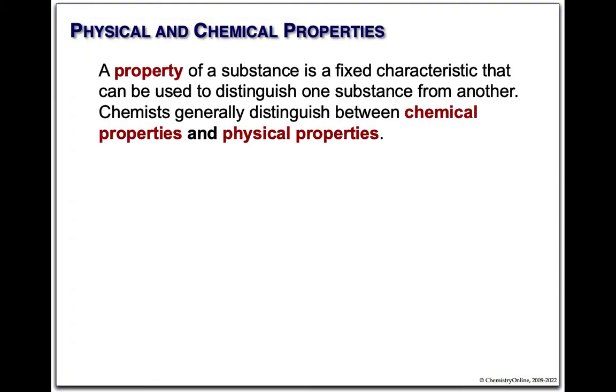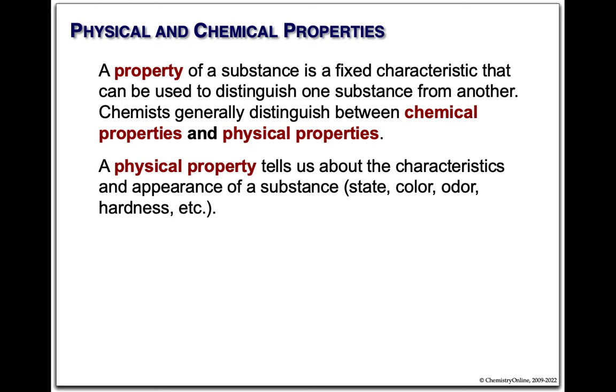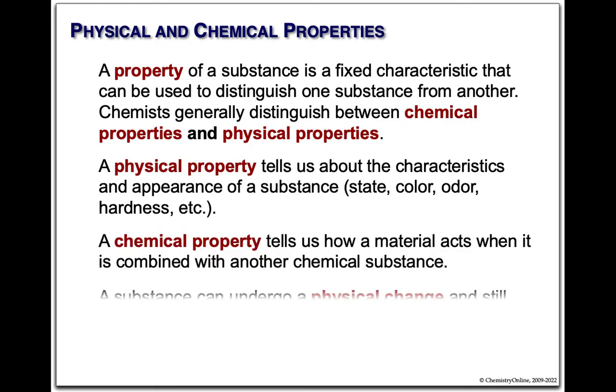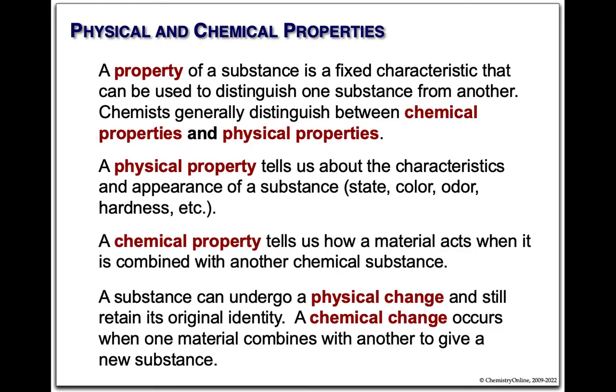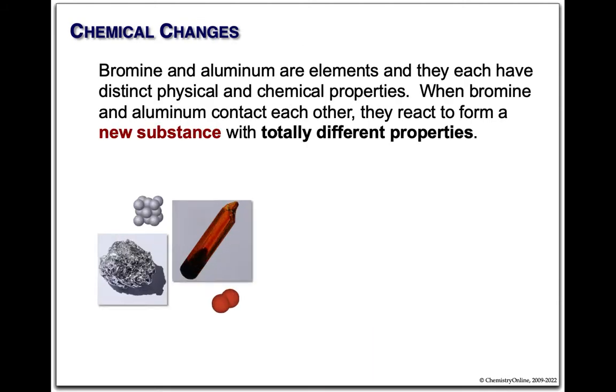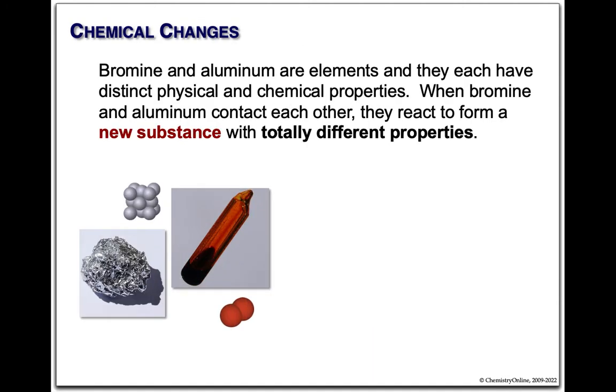All right, properties. We've talked about physical properties. Chemical properties basically are going to define how a material combines with something else. Chemical change describes the chemical reaction. When we have a chemical change, we start off with substances that have unique chemical and physical properties. We are going to combine these and form something that is totally different.